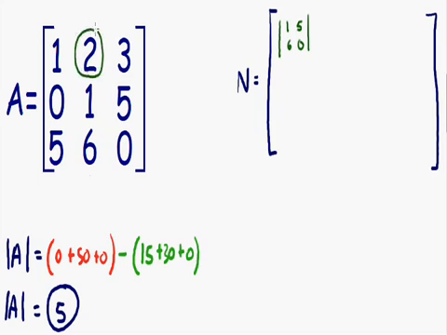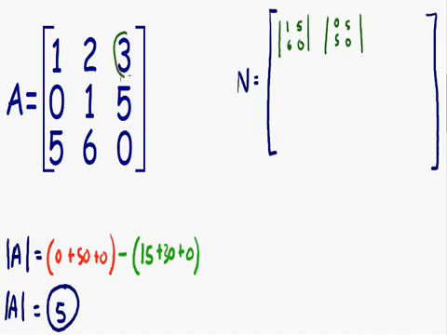Now we'll move on to the top middle number, this number 2. If we cross out the row and the column of this number 2, we're left with a 2 by 2 matrix 0, 5, and 5, 0. So I'm going to copy that 2 by 2 matrix and place it in the top middle position, 0, 5, 5, 0.